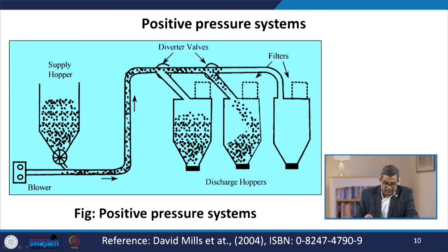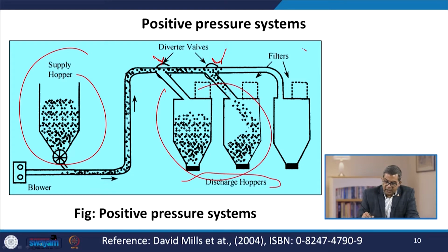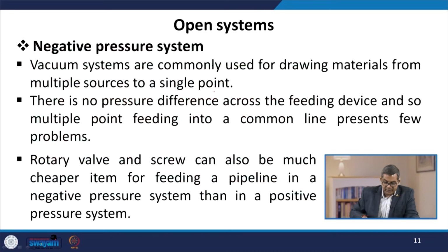Now, here you see the positive pressure system. You have one supply hopper through which the material is being conveyed. There are diverter valves, and these are the discharge hoppers, and all these systems are equipped with filters.